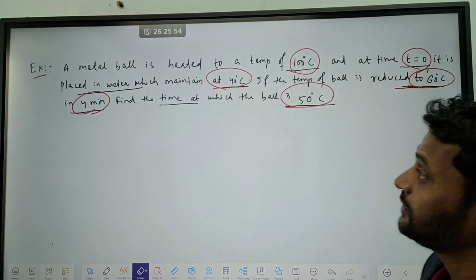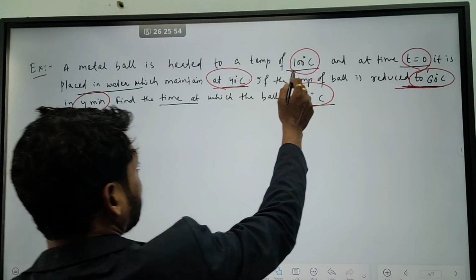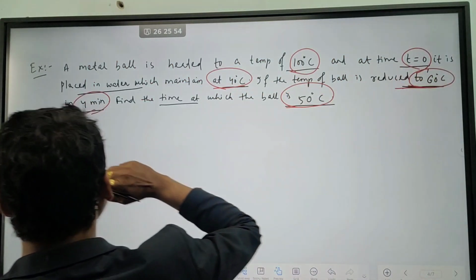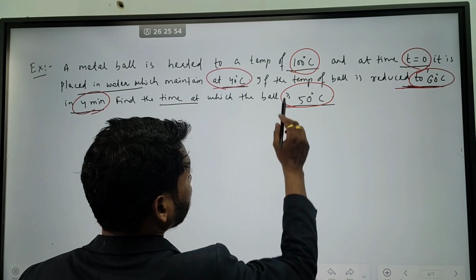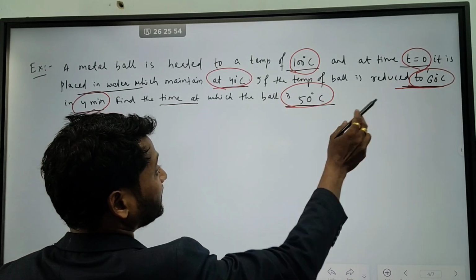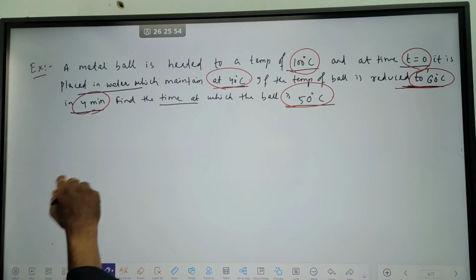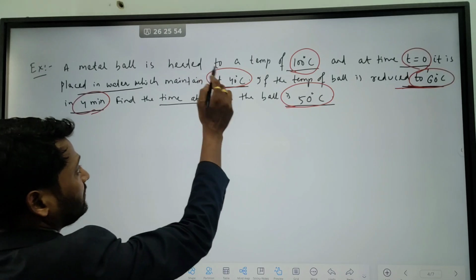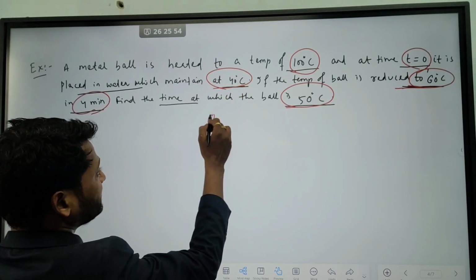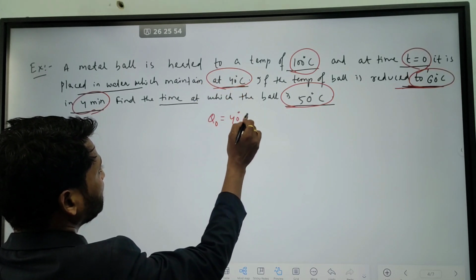Next question, look: a metal ball is heated to a temperature of 100 degrees Celsius at t is equal to 0 and it is placed in water which is maintained at 40 degrees Celsius. If the temperature of the ball is reduced to 60 degrees Celsius in 4 minutes, find the time at which the ball is at 50 degrees Celsius. Meaning the surrounding temperature, which is the least temperature, is given as theta naught, which is 40 degrees Celsius.